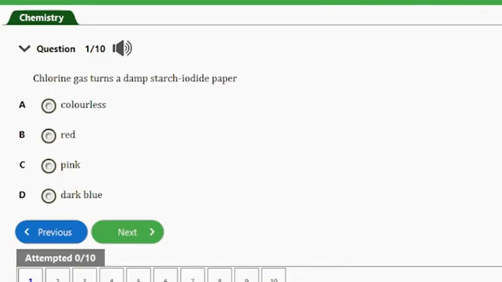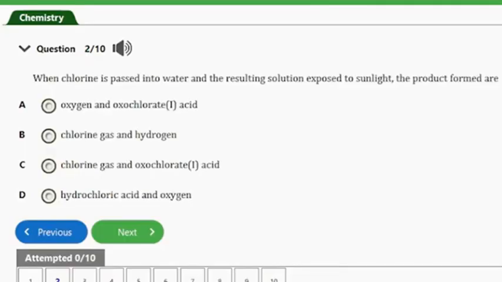Chlorine gas turns a damp starch iodine paper: A, colorless; B, red; C, pink; D, dark blue. So guys, the answer to this question is option D here, and that's dark blue. So let's go ahead and consider the next question.